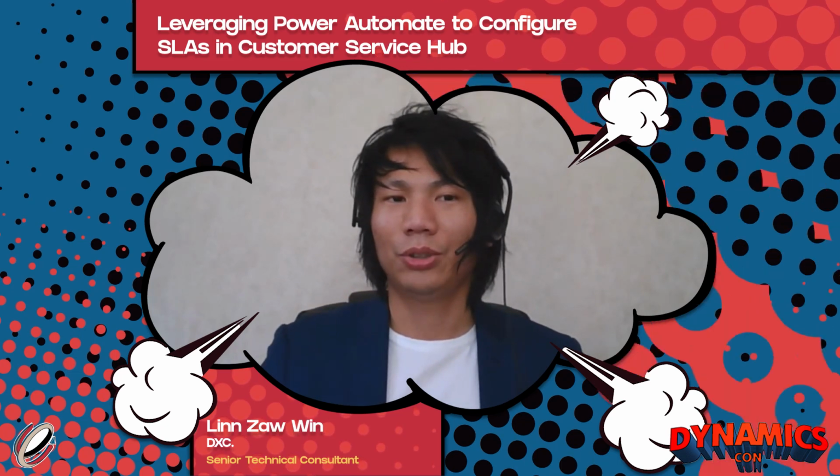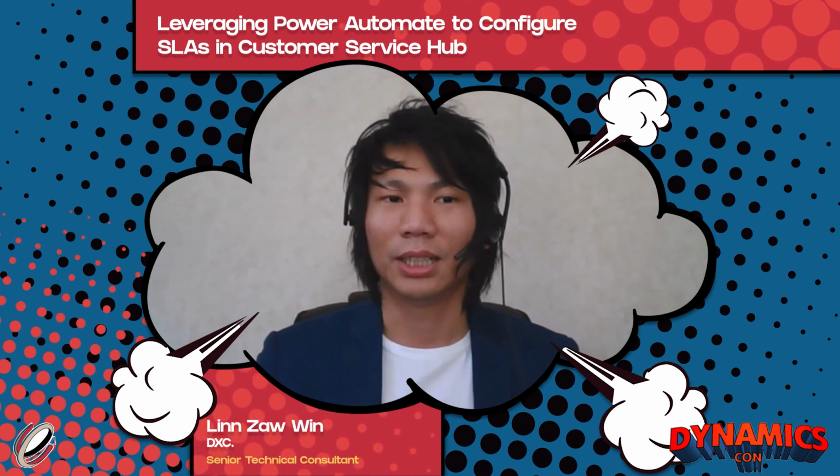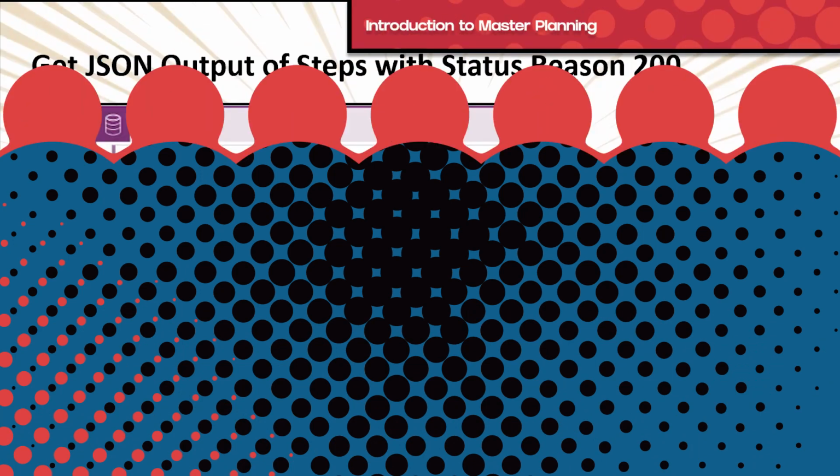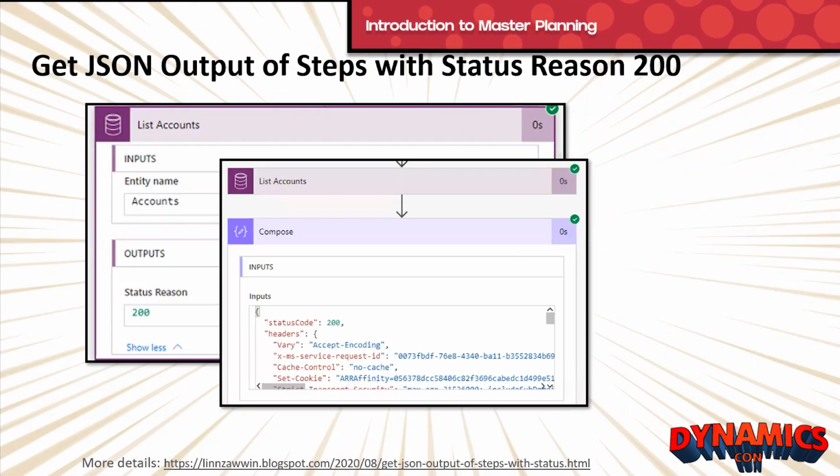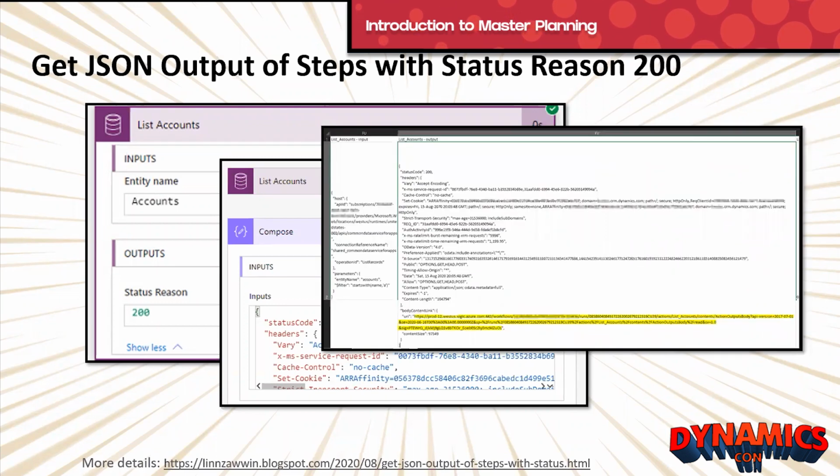Another thing that we usually encounter while troubleshooting the flow is getting the status reason 200 instead of the output JSON of a particular action. It happens to me a lot when the returned result is only one record or only a few records for the list records action. In those cases, if you have a chance to rerun the flow, you can use the compose action to show the output JSON. If you don't have the chance to rerun the flow, for example in production, what you can do is what I mentioned just now: download the CSV file and find this particular record ID to get the URL of this JSON output.